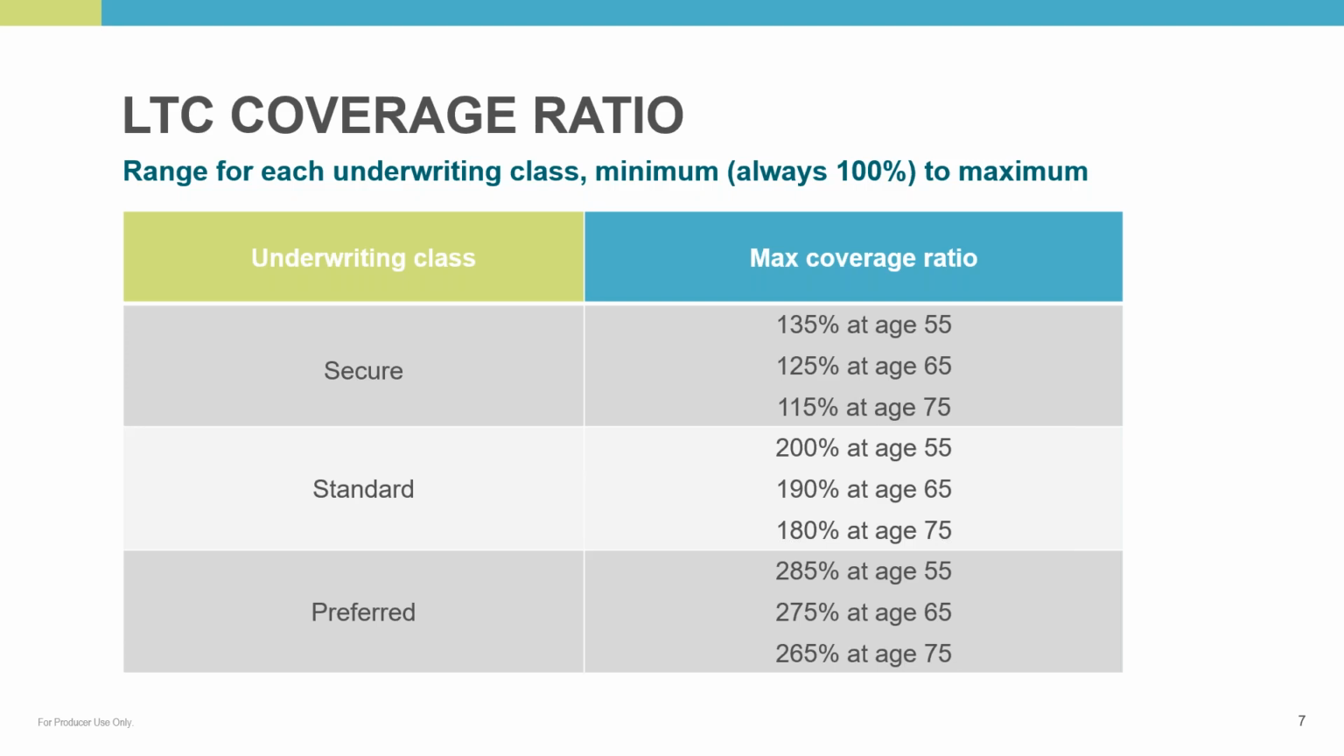So if we just pulled one out specifically to take a quick look at it as an example, we assume that a client would fall under the standard underwriting class. They were age 65. This would allow this particular client to have a coverage ratio of anywhere from 100% of their premium up to a maximum of 190%. And again, that can be shrunk down anywhere between 100 and 190.